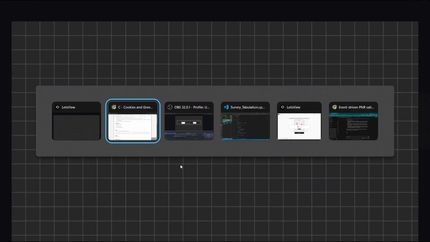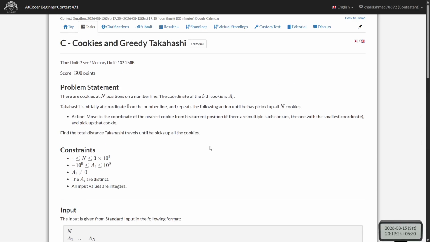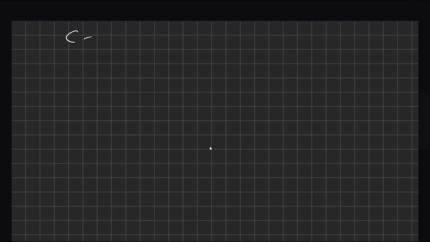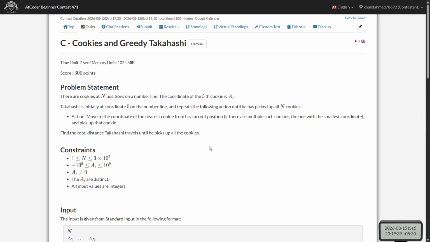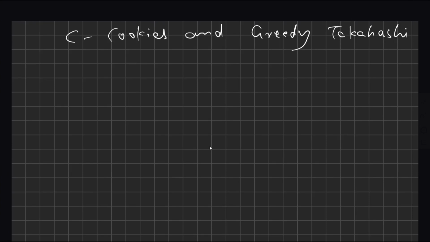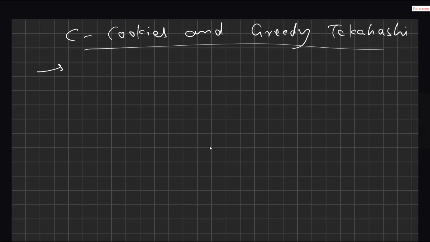So this is problem number C, Cookies and Greedy Takahashi. Nice name, by the way. In the problem statement, we have a number line.